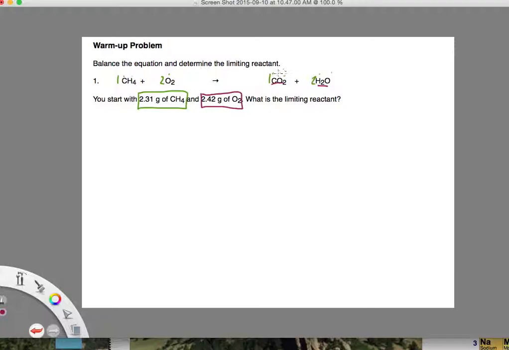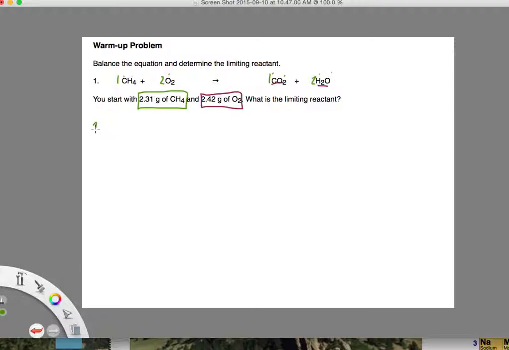So I could have chosen this product or that product. It does not matter. I just need to choose one product that I turn both of these reactants into, so that I can compare which reactant will make more of this product and which one will make less. So I'm going to plug this in and see how many CO2 molecules we can make with this amount of CH4 and with this amount of O2. And if that doesn't make sense, we're going to go through it, and it should start to make sense as we go.